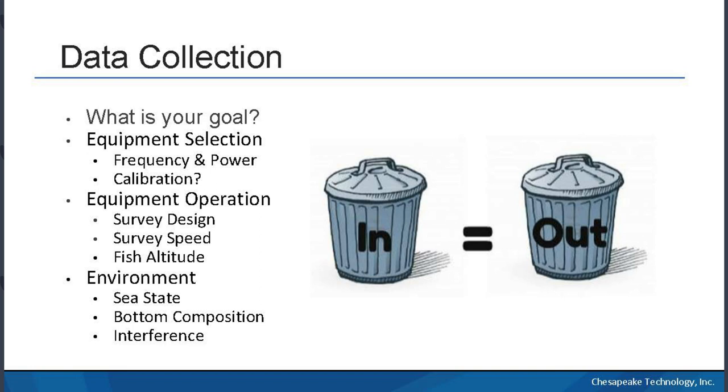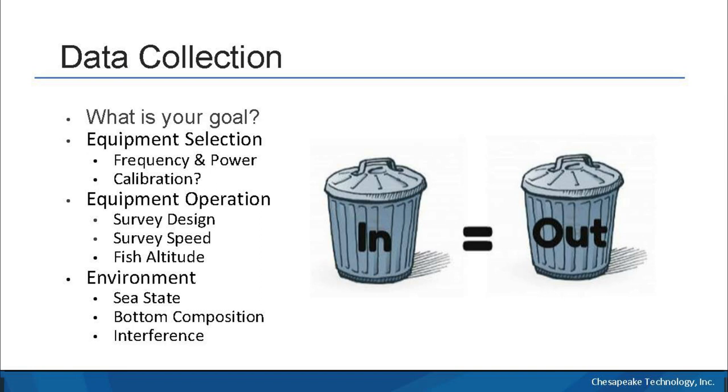And then finally, there are environmental things: are you going to stop the survey if the weather is bad? We showed you in that previous slide that you can have stripes in the data if there's too much weather, or there are just things you can't control. Is the bottom composition okay for the kind of survey you're trying to do? I've been doing surveys in estuaries where there's so much mush, or there's the pycnocline between the freshwater and the salt water, that it really made it difficult to penetrate down into the seabed.